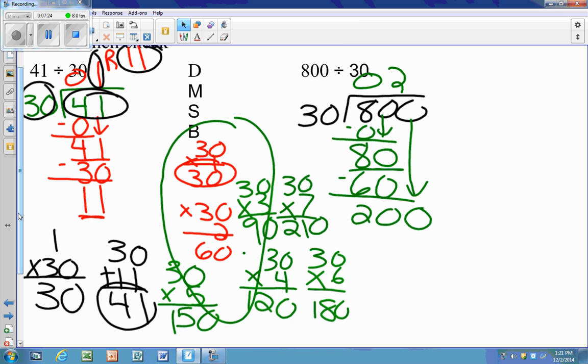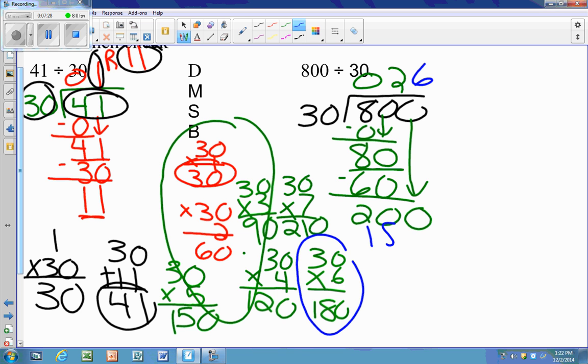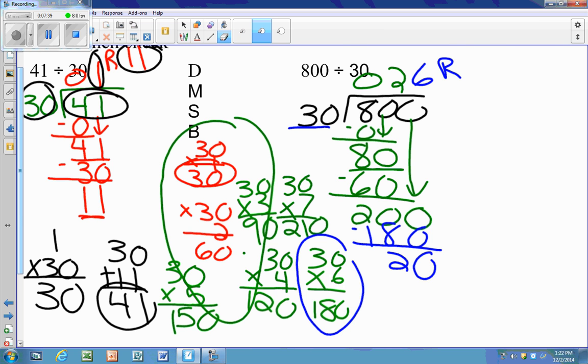210 is too big, so since that's too big, I'm going to go with my 30 times 6 and get 180. And when I subtract, that 20 is smaller than that 30, so that's a good sign. So that's my remainder, not of 30. That's my remainder of 20.